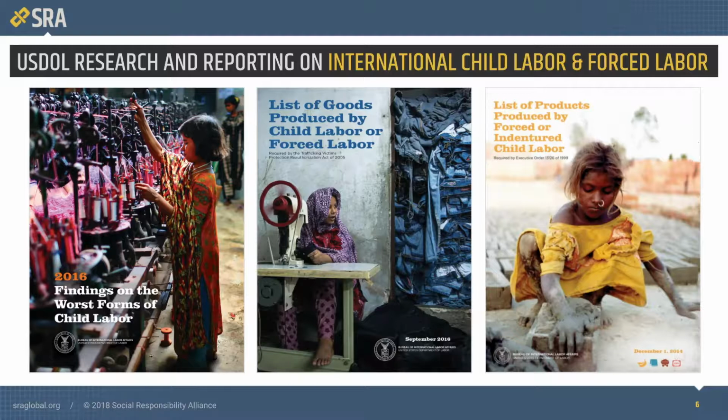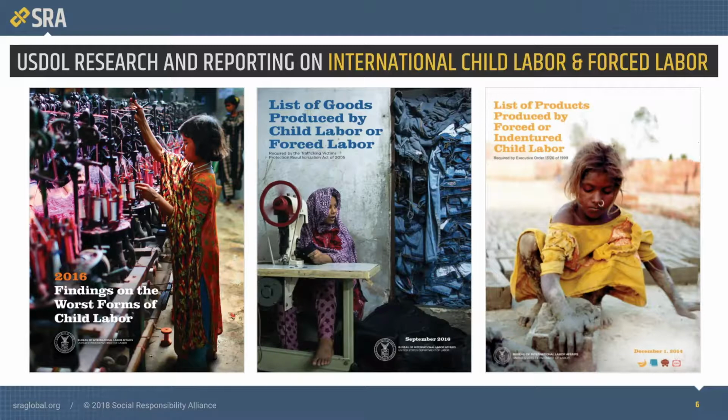The second report you see pictured is our list of goods produced by child labor or forced labor. This report is produced biannually, and the next edition will be coming out later this year, so look for that. The current edition, which was published in 2016, includes 139 goods from 79 countries that we believe are produced by child labor or forced labor.